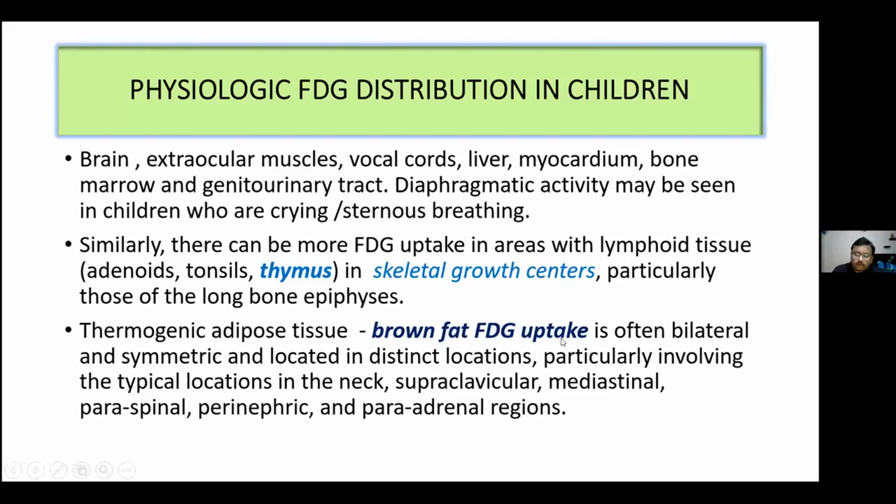High mitochondria in the brown fat give a very high uptake. They are very metabolically active. So thermogenic adipose tissues, the brown fat, show FDG uptake. Now how do we make it out in a PET scan? That is important. Even I can make it out. I know experienced oncologists, radiation oncologists, and other people can also make it out.